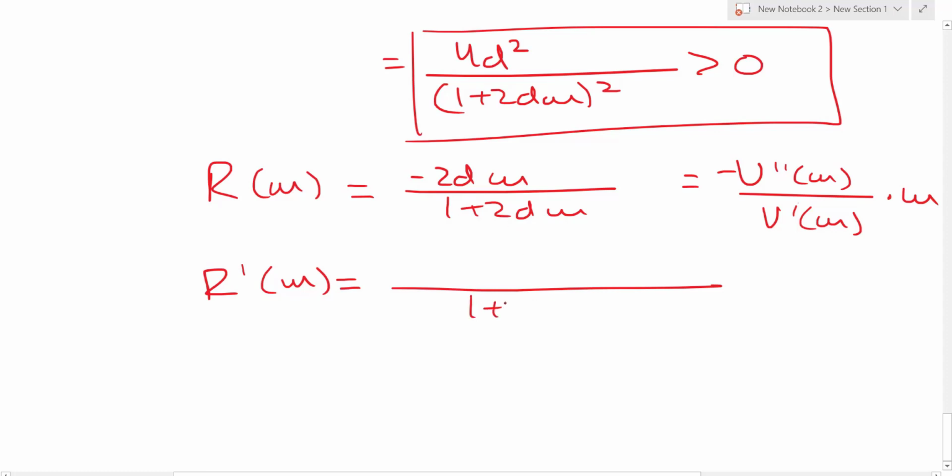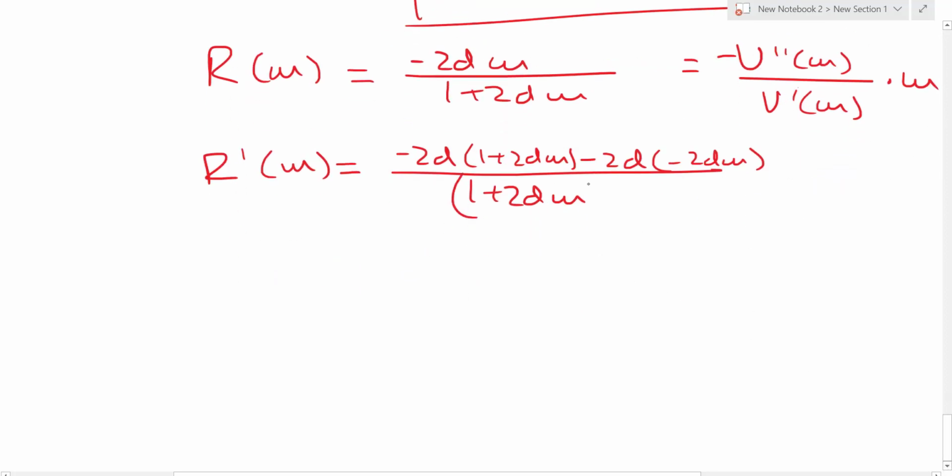So it would just become 1 plus 2dw. In the numerator it would just be negative, or I'll just take the negative sign with this term only. So it would be minus 2d multiplied with 1 plus 2dw, minus 1 plus 2dw. The derivative of this is actually equal to 2d multiplied with minus 2dw. Okay, so this is what you have got, and obviously this will be squared, right? So that's how you take the derivative.